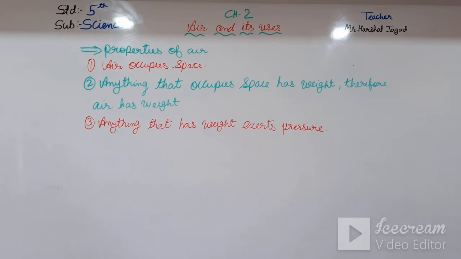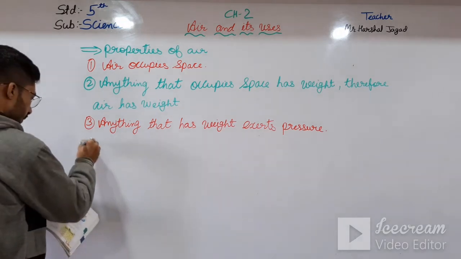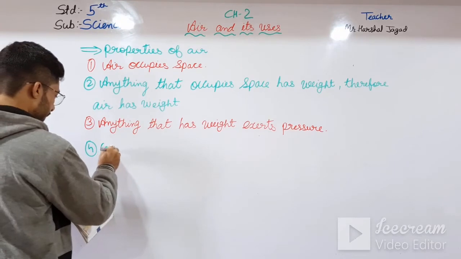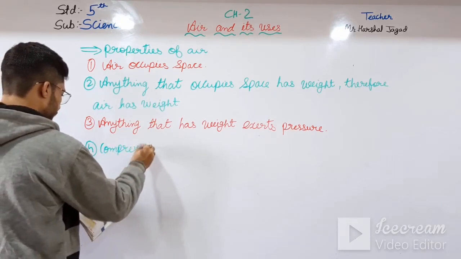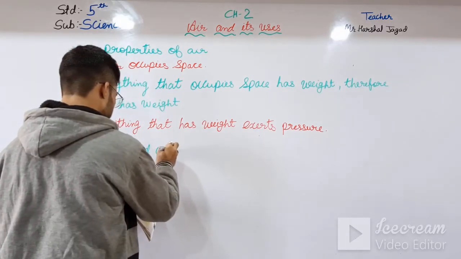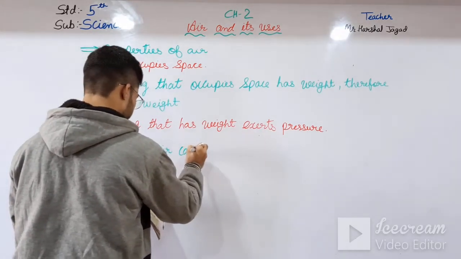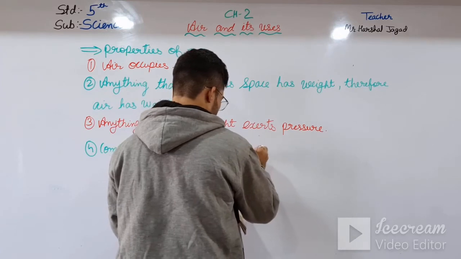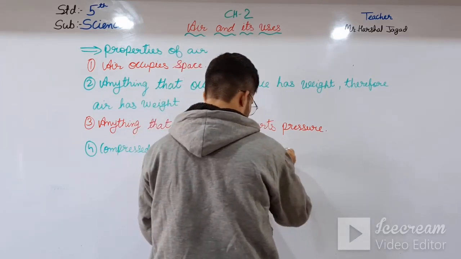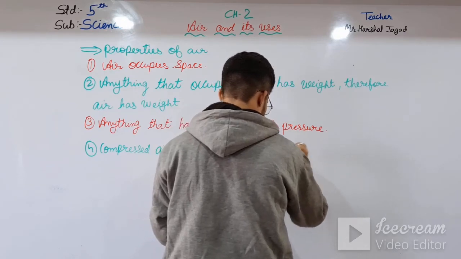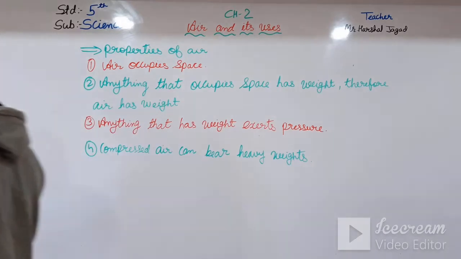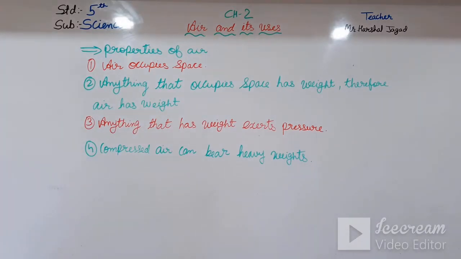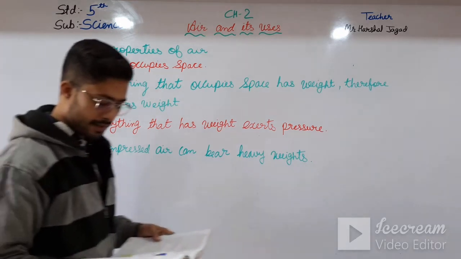Here is our fourth point: compressed air can bear heavy weights. Here, compressed air means I can take the example of tires or balls and anything. In them there is air filled in; it is compressed. So here, compressed air can bear heavy weights.